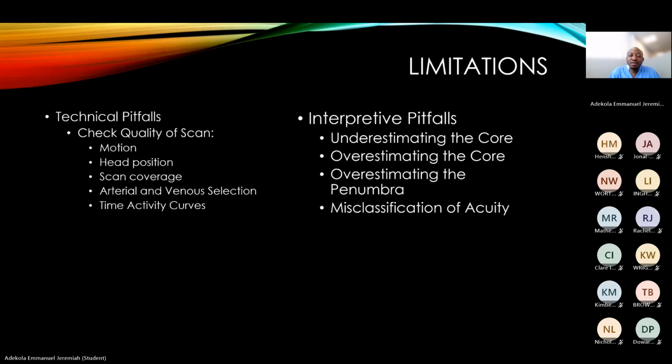The limitations of this scan could also be related to the interpretation. CT perfusion can underestimate the core or overestimate the core. It can overestimate the core when it is done too early, and it could also overestimate the penumbra. So we shouldn't interpret the CT perfusion alone. It needs to be interpreted in the context of the CT head, the CTA, and the CT perfusion. So we need to consider all three scans together.